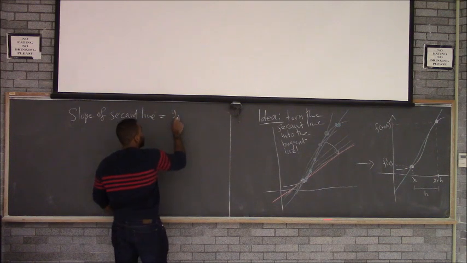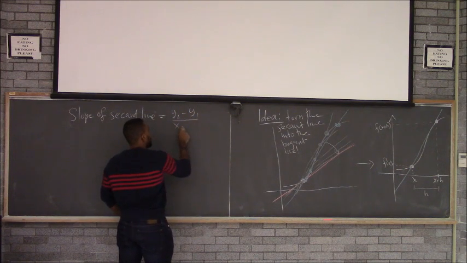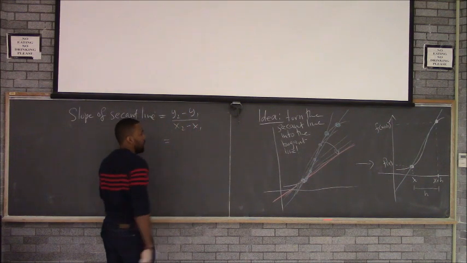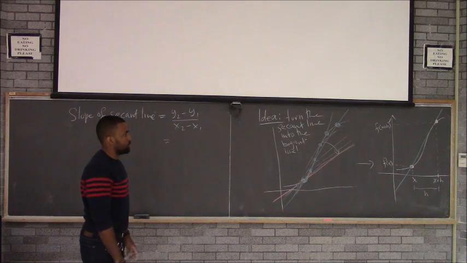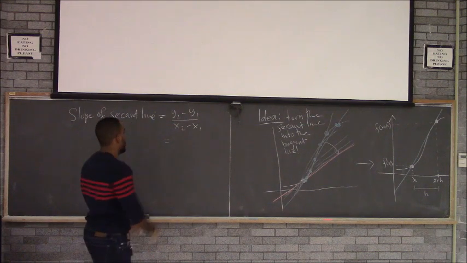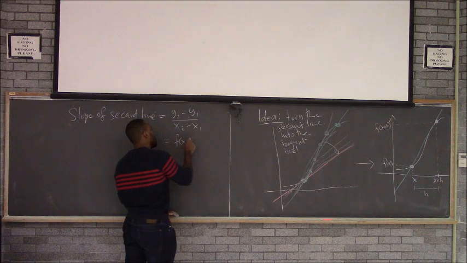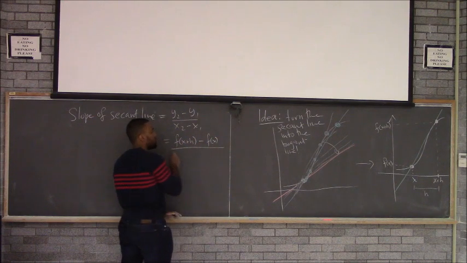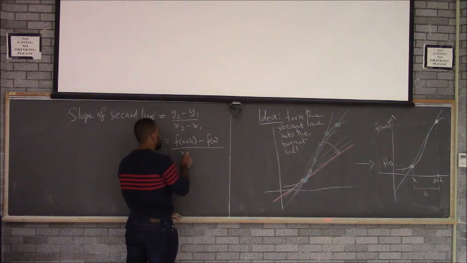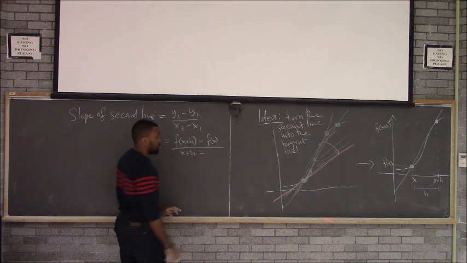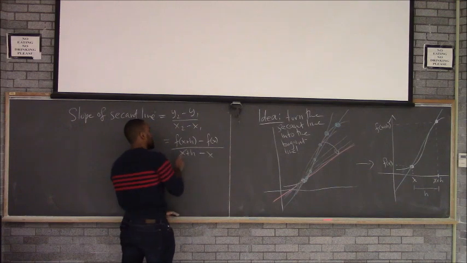Well, it's going to be y2 minus y1 over x2 minus x1. And what is y2 here? f of x plus h, minus y1, f of x, over x2, which is x plus h, minus x1, which is x. The x of course cancel, and then with this expression here.